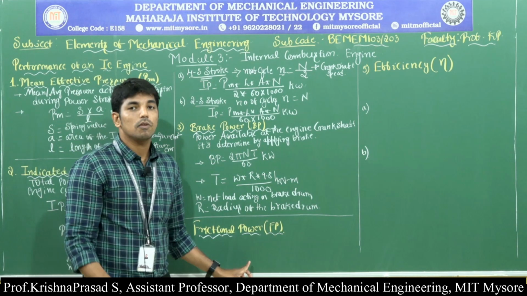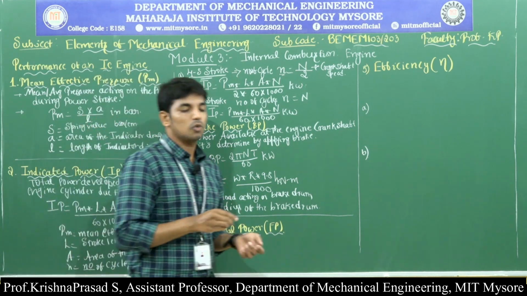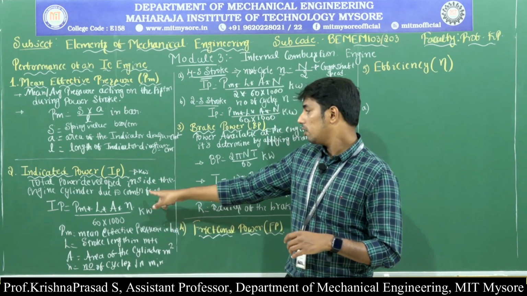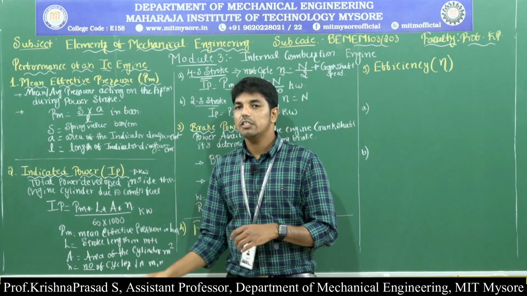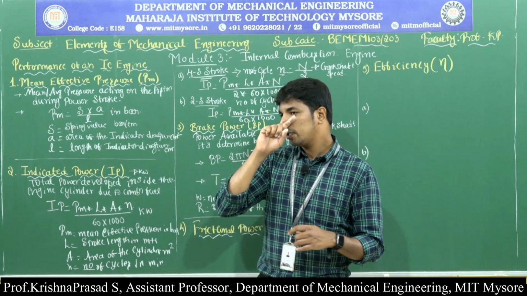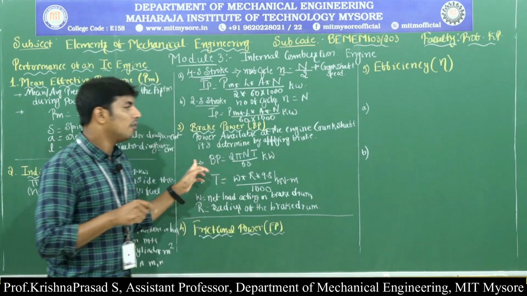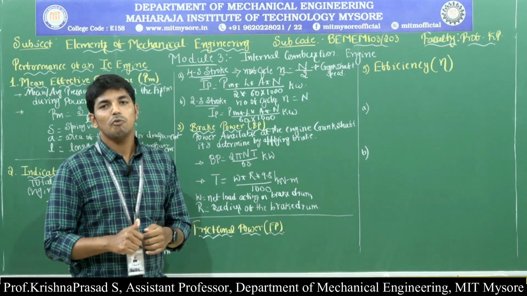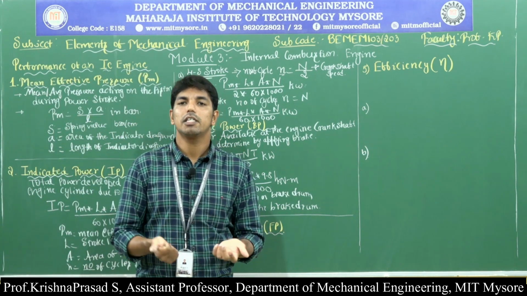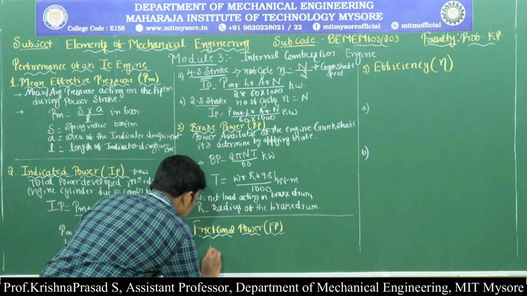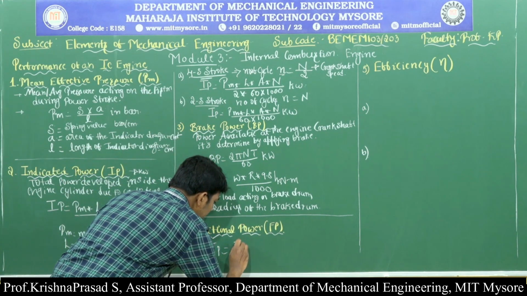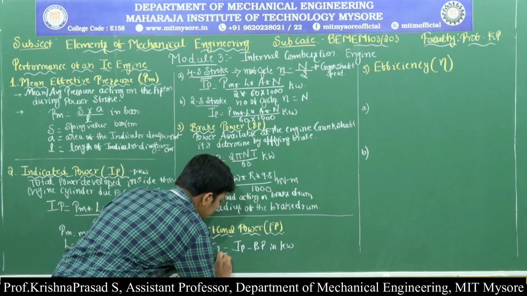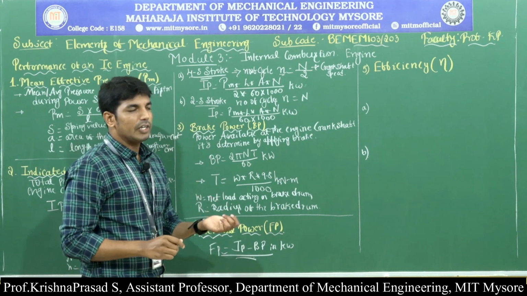Okay, next, the fourth one: what is meant by the frictional power? Yeah, I already told you the indicated power is nothing but the total power developed inside the engine cylinder due to the combustion of the fuel. But the amount of power available at the engine crankshaft is called brake power. Here some amount of power is lost due to friction, and that is called the frictional power. Okay, and the frictional power formula is nothing but IP minus BP in kilowatts. So this is called the frictional power.